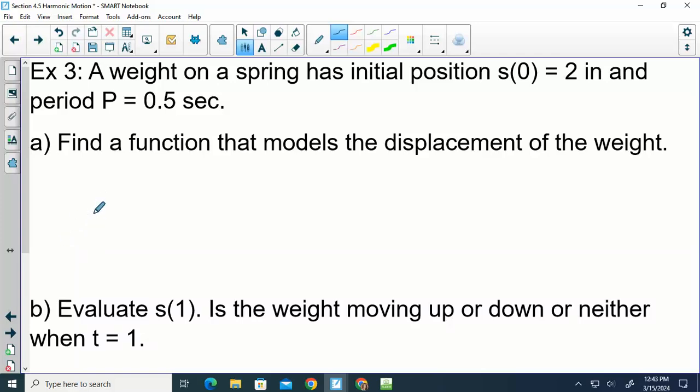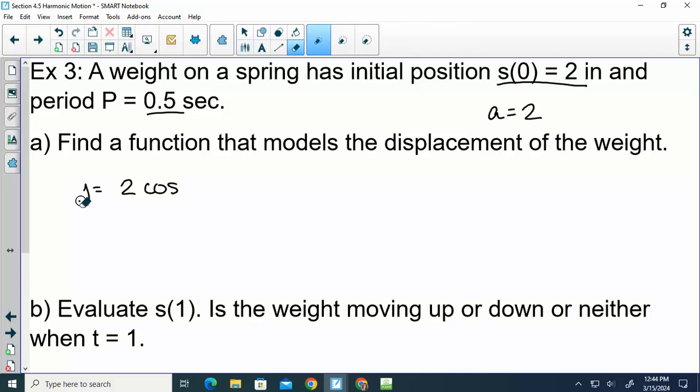A weight on a spring has an initial position, so at time 0 it's at 2 inches, and a period of 0.5 seconds. So, can you tell me, is this a sine or a cosine? It's cosine. Why? Because it does not start at 0. Sine has to start at 0. Since this didn't, it is a cosine function. It started at a positive, so did I flip my cosine? Nope. What is my amplitude? 2, because my beginning height was at 2. So it's a 2 cosine.